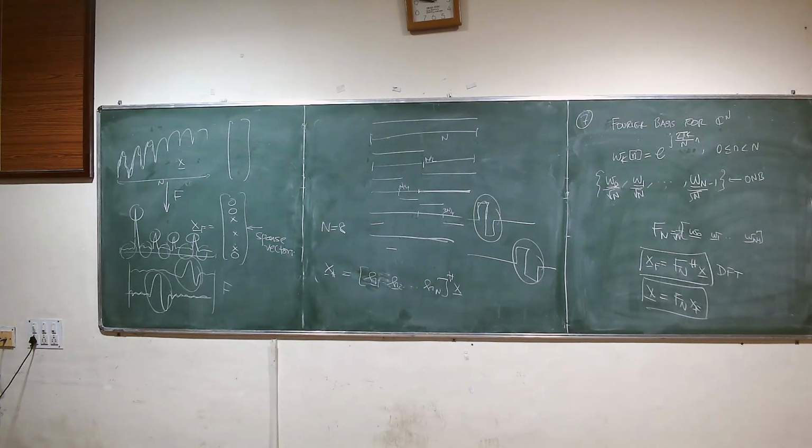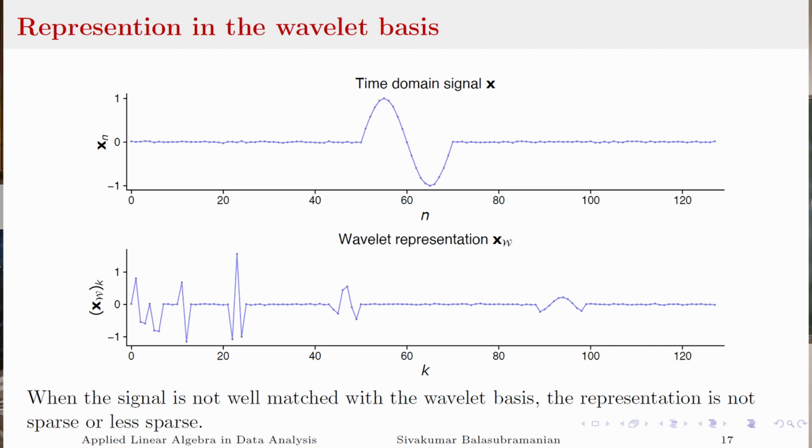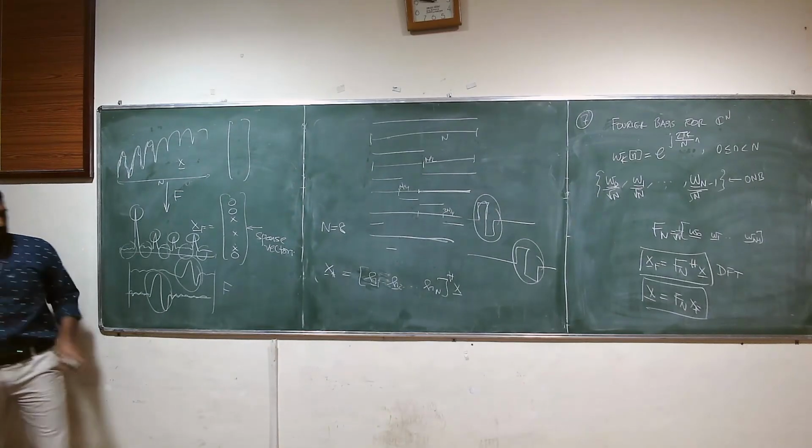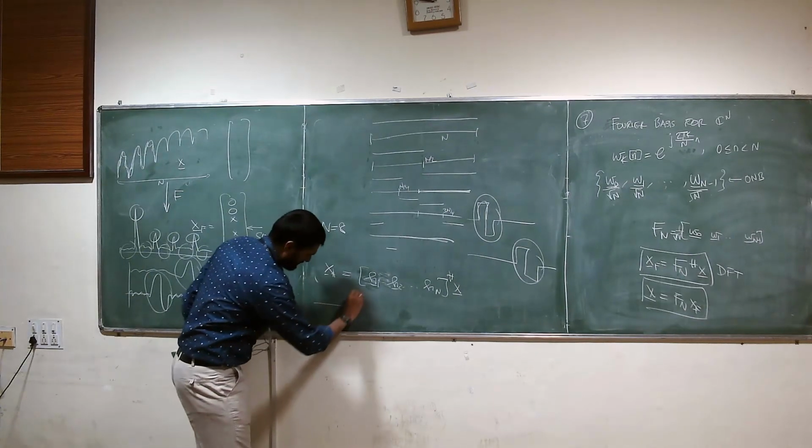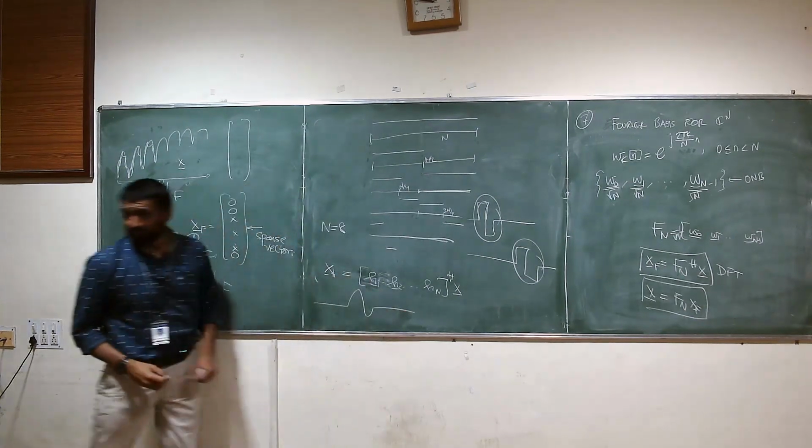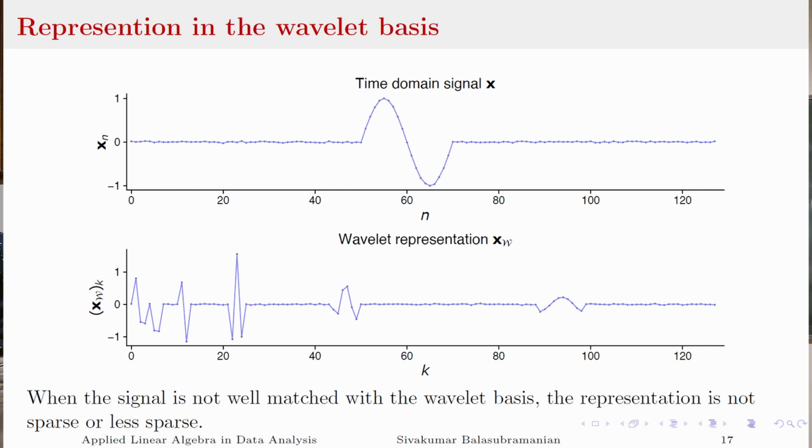Just to give you another example. In the previous case, the Haar wavelet gave a nice representation because I chose the signals to match one of the Haar basis functions. But let's say we had a signal like this. This is also time limited. It occurs for a short duration of time. Now you take the Haar basis and you try to represent this signal in the Haar basis.